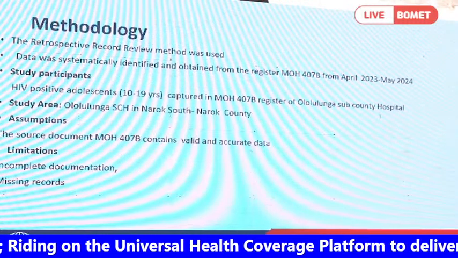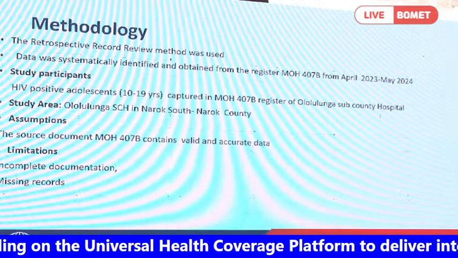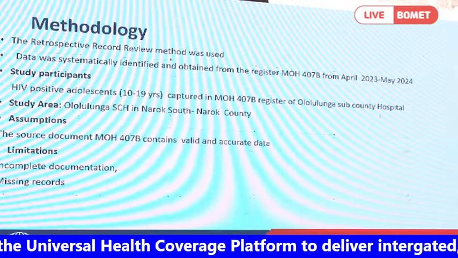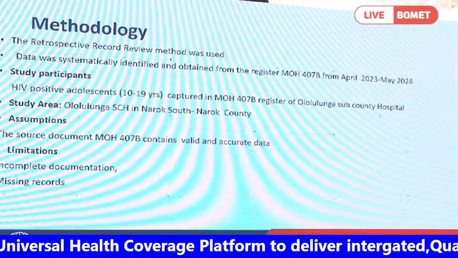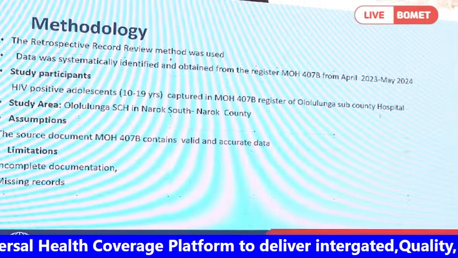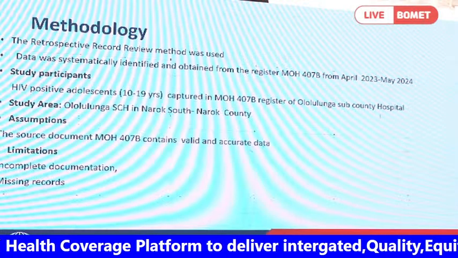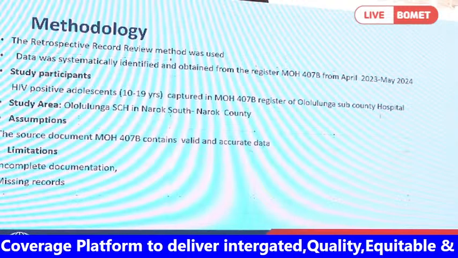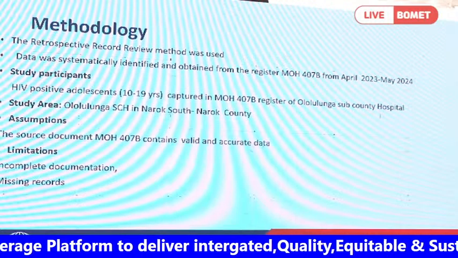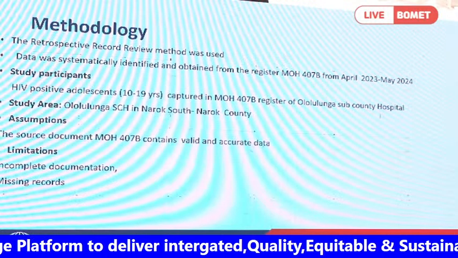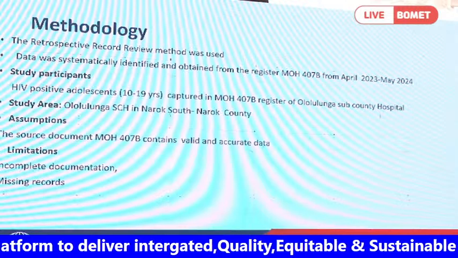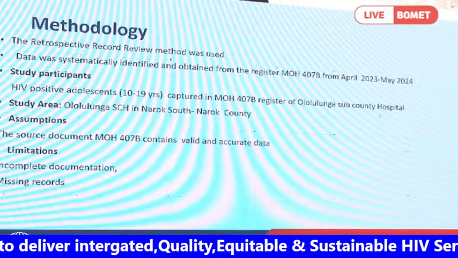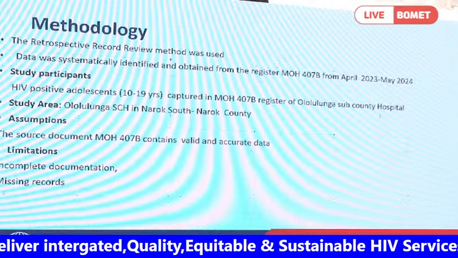On methodology, we used the retrospective record review method, whereby the data was systematically identified and obtained from the register, that is MOH 407B, from the month of April 2023 to May 2024. And the study population is adolescents 10 to 19 years that were captured in that register. The assumption was that these source documents contain valid and accurate data that was going to help us. However, some of the limitations were incomplete documentation and some missing records.